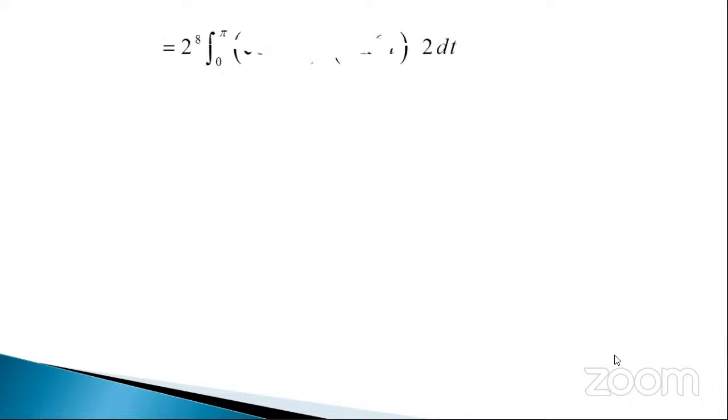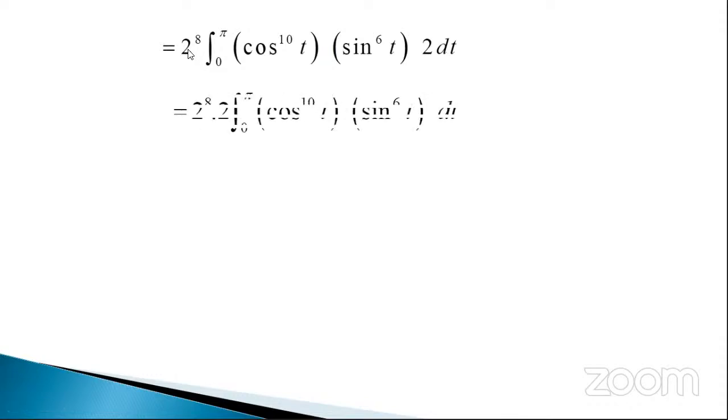Now we can change the 2 to the power of 8. The integral from 0 to π of cos^10(t) sin^6(t) into 2 dt. In place of dx, we write 2 dt. This 2 into 2 to the power of 8 can be written as 2 to the power of 9, times the integral from 0 to π of cos^10(t) sin^6(t) dt. Am I clear?